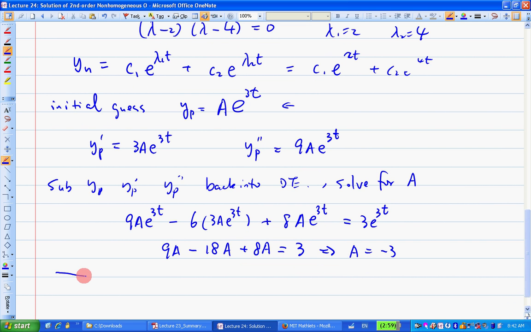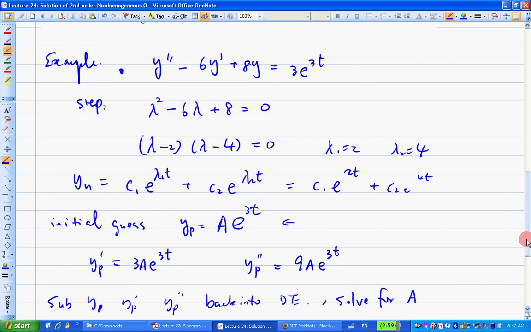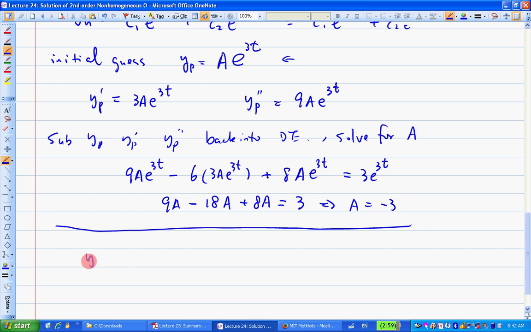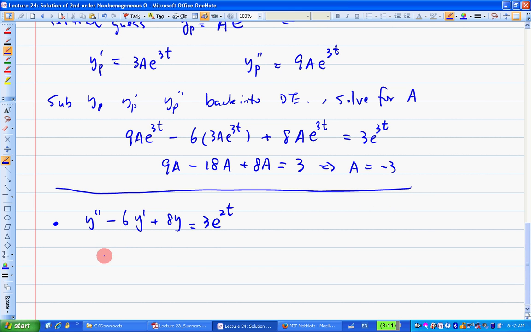Now if I slightly change this equation, still keeping the left side the same, this time I'm going to change the input to 3e to the power of 2t. So the input is this guy here. If this is the case, you still do the same thing.